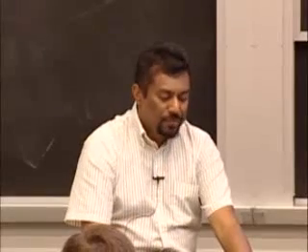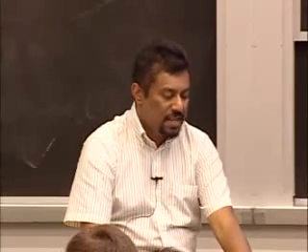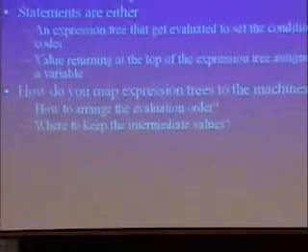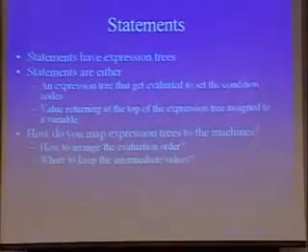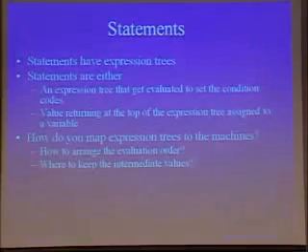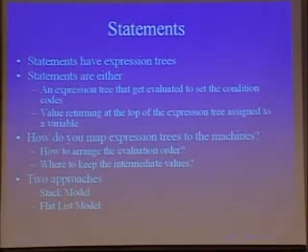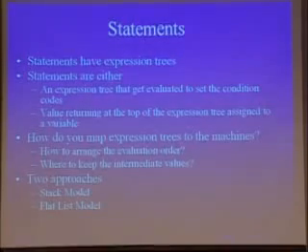So the key thing about this is how to arrange evaluation order of expression tree, and we have to keep all the intermediate values. Those are the two things we have to decide. And we will do some very simple, dumb things. There are two approaches, the stack model and a flat list model.